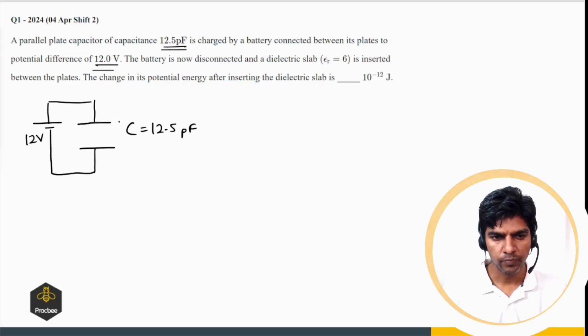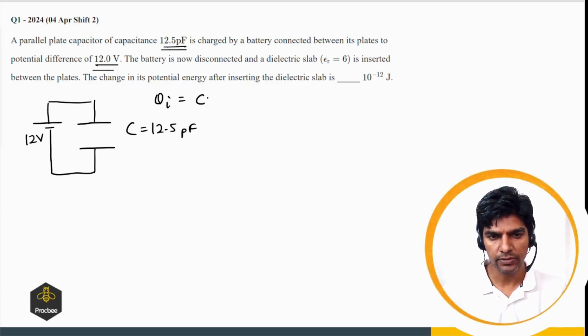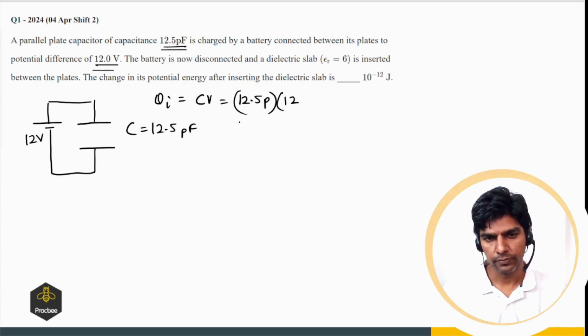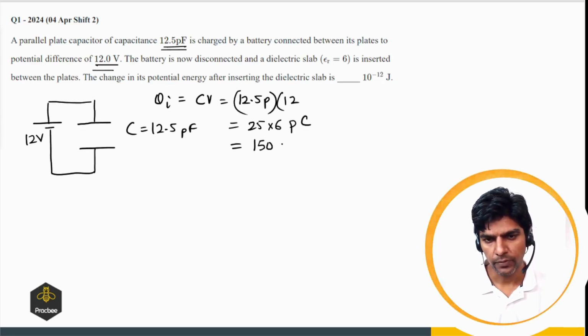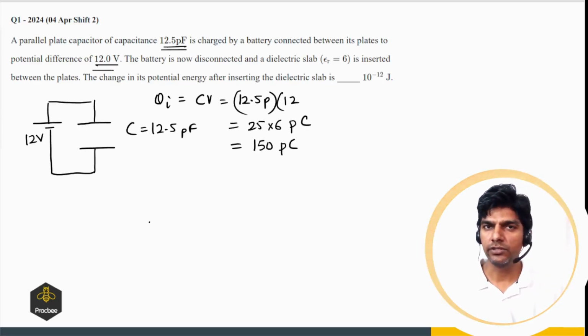So due to this battery, it will acquire some charge, right? And the initial charge on the capacitor will be C times V, and it will be 12.5 picofarad times 12. So this will be 25 by 2 times 6 picocoulomb. So that comes out to be 150 picocoulomb. So that is the initial charge on the capacitor.